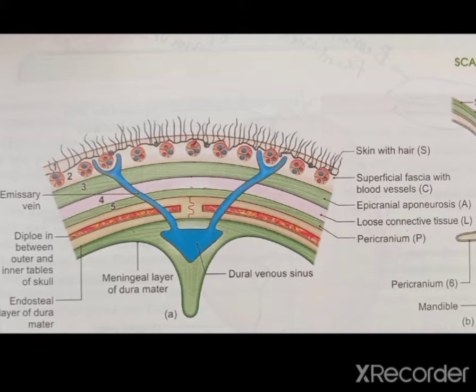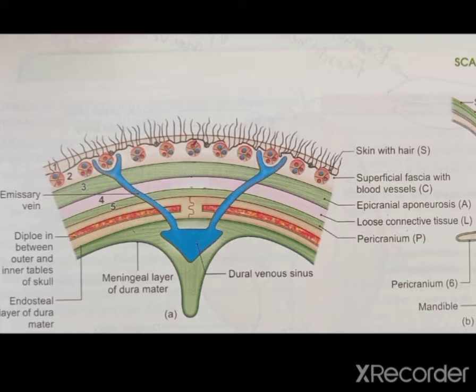Friends, you need to remember the word scalp, SCALP. S stands for skin, C stands for connective tissue, which is here. A stands for aponeurosis, which is here. L stands for loose connective tissue, which is here, this layer. And P stands for pericranium, which is here.